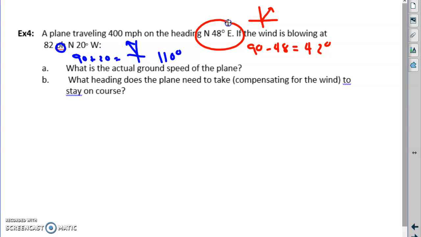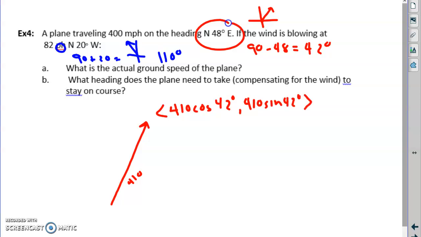So we're going to draw our vector red, magnitude of 410, heading 410 cosine of 42, 410 sine of 42. Let's get in component form while we have it. 304.7, 274.3. Gotta love this stuff.